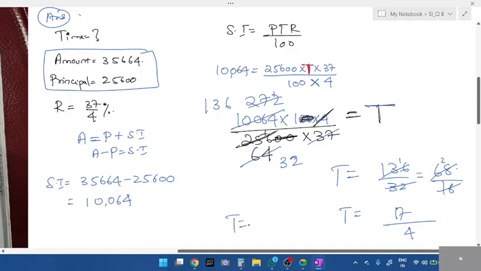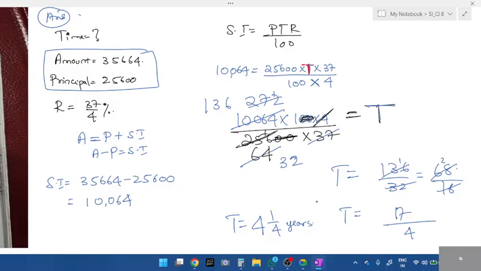Convert it, students. What do you get? 4 1 by 4 here. Yes, this is the correct answer. 4 1 by 4 is the answer. So in this question, what did we find? Principal, rate, time, or amount? This question was based on time period. Time is equal to 4 1 by 4. Is it clear?